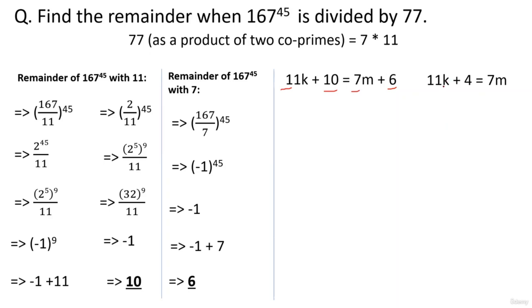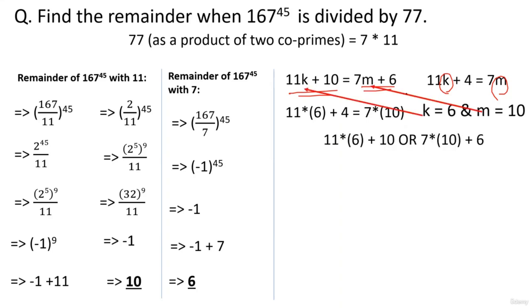11 into 1 नहीं होगा 2, 11 3 33, 11 4 is 44, 11 5 is 55, 11 6 is 66. तो यहाँ से m का वैल्यू में मिलता है guys 10. Okay, and k का वैल्यू में मिलता है 6. Right, so you can just put any of these values in the given two equations. Okay, this and this. Okay, and when you do that, you will simply get 11 into 6 plus 10. This is the remainder, or this is the remainder. Okay, this is 7 into 10 plus 6, 76. As simple as that, guys. Okay.